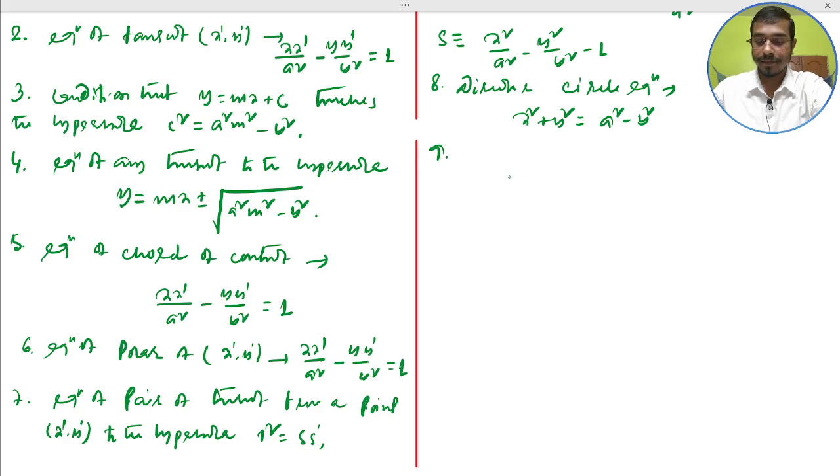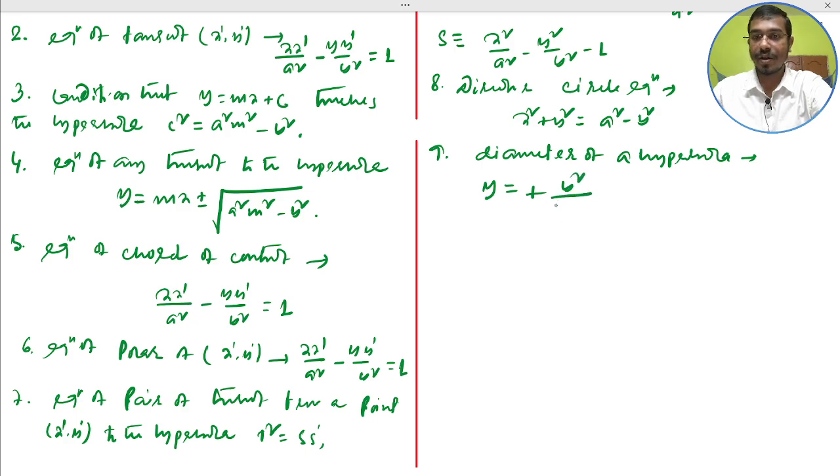Next, number 9. Diameter of a hyperbola equation. This is y equal to plus, it should be plus, b square divided by a square m into x. M is the slope of parallel chords. M be the slope of parallel chord.